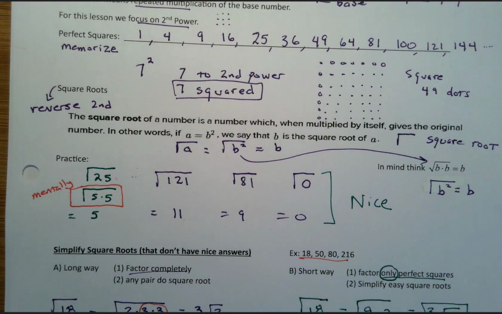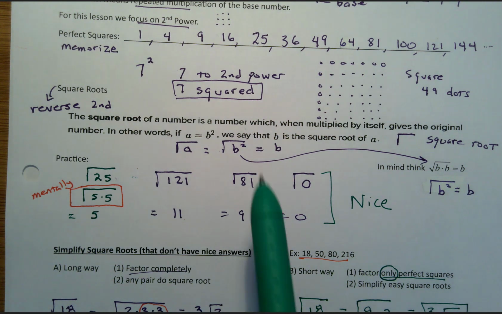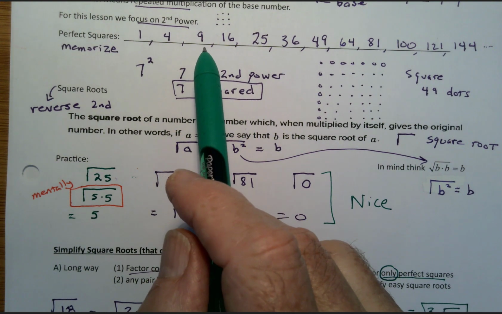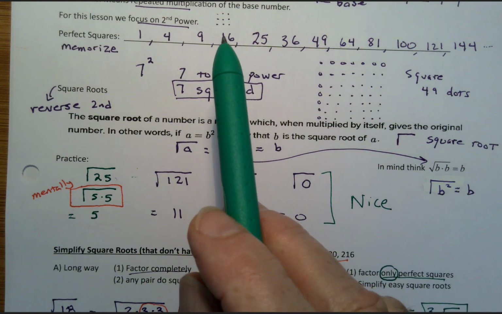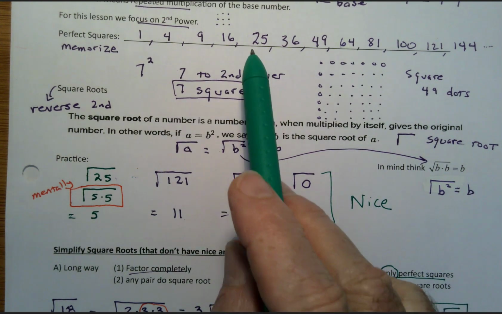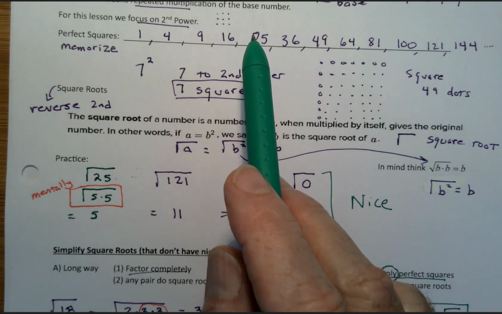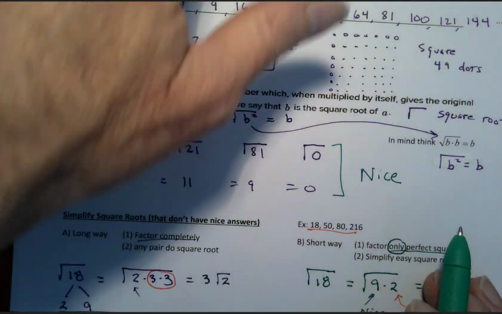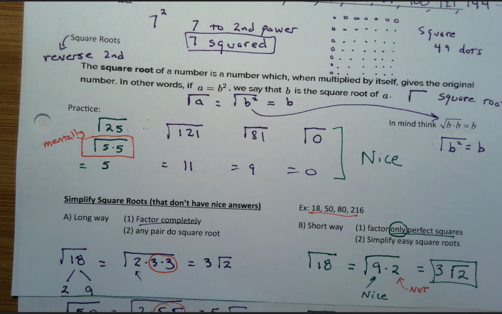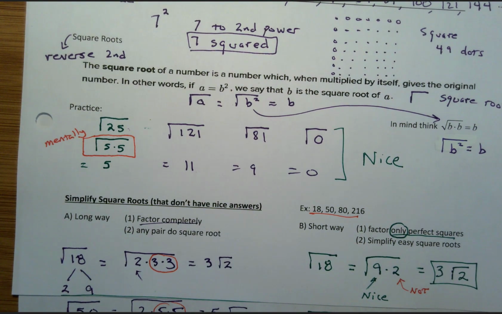And you may have to use your calculator to try. But 50 divided by 4 doesn't work. 9, does it go into 50? Nope. 16, does it go into 50? Nope. 25. 25 goes into 50. So I'm able to factor it here into square root of 25 times 2.